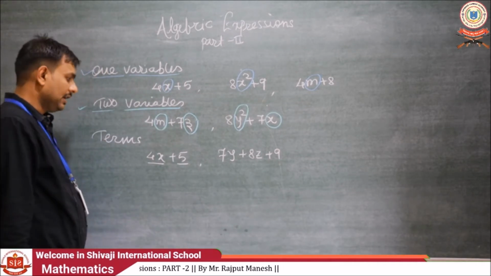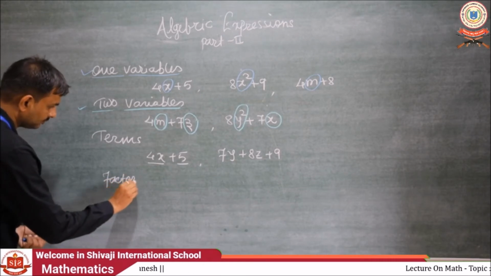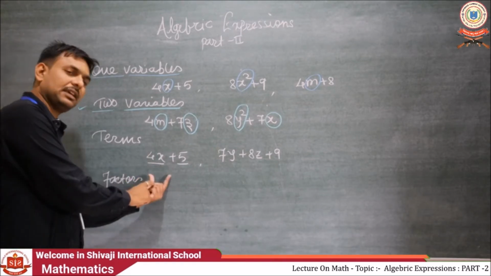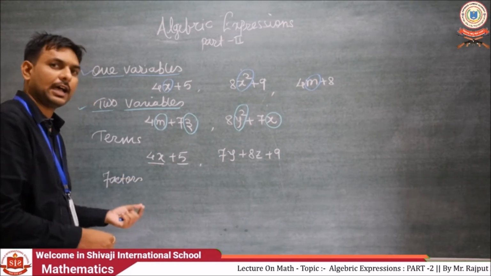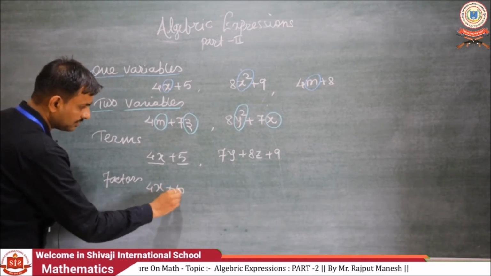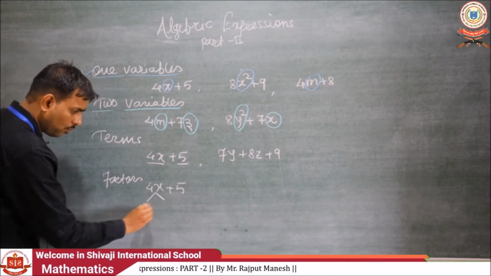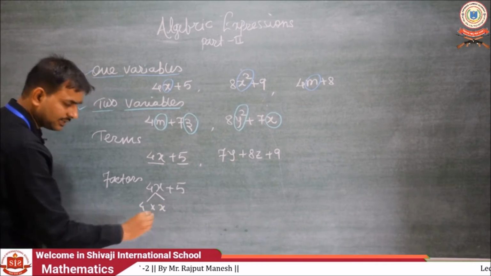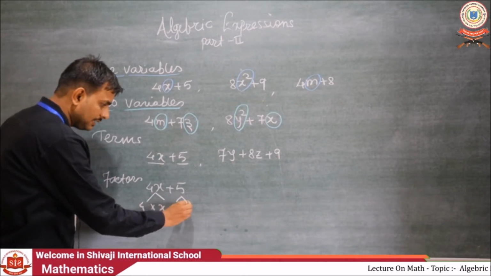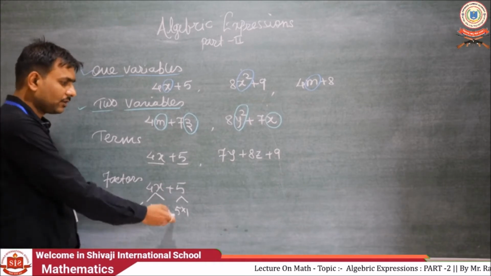Clear? Okay. Then the next topic is factors. Now what are the factors? I am taking the same example, and with it I would like to explain what exactly a factor is. Here our example is 4x plus 5. Now here it is 4x, which is nothing but 4 multiplied by x. These are the factors of 4x. Clear? Same as this, 5 is nothing but 5 multiplied by 1. Again, these are the factors of 5.